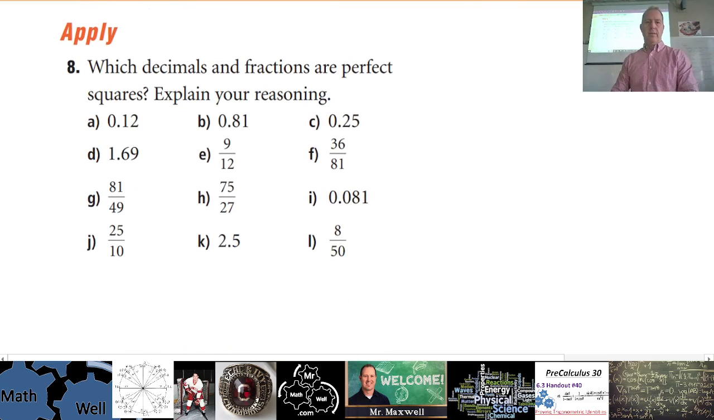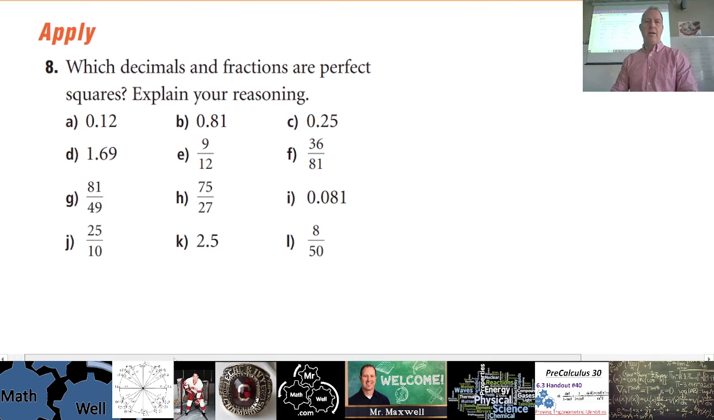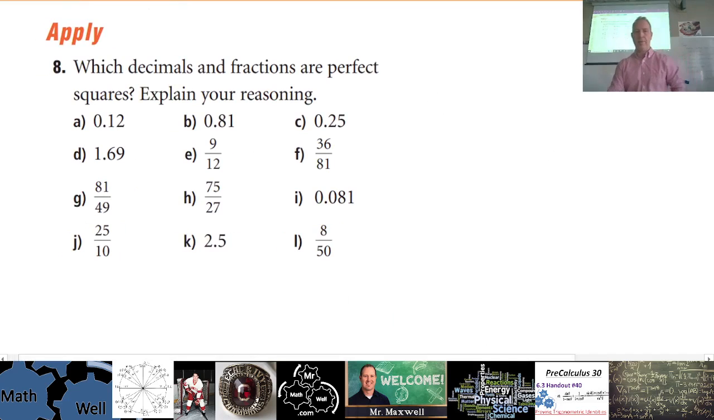Okay, any other questions about 7? All right, apply. Okay, ooh, when you see that big apply word, it looks like we're stepping it up here now. All right, so let's just see which decimals and fractions are perfect squares. Explain your reasoning. So here's where we talked about some rules yesterday, right? The fractions, simplest form, if you can take the square root of the top and the bottom, and they're perfect squares, those should be good.